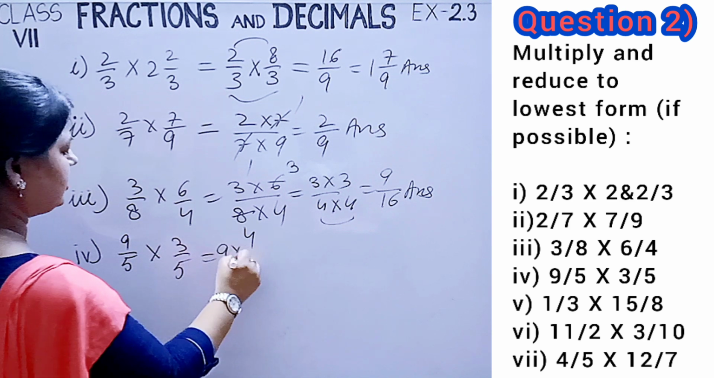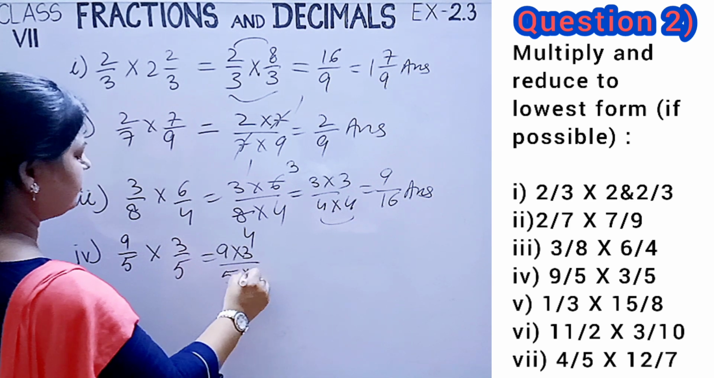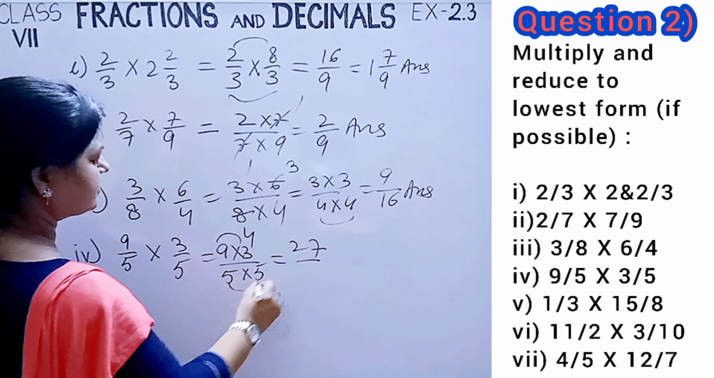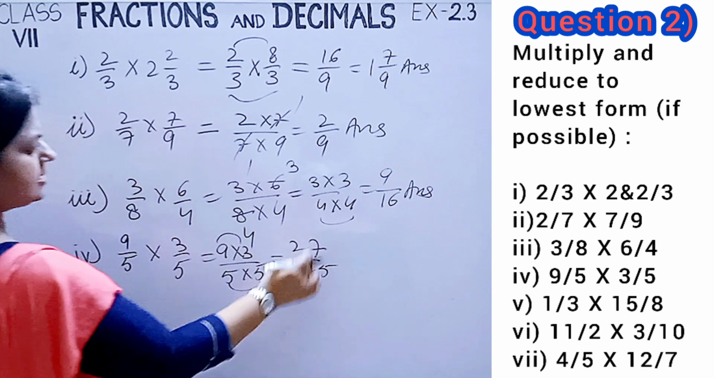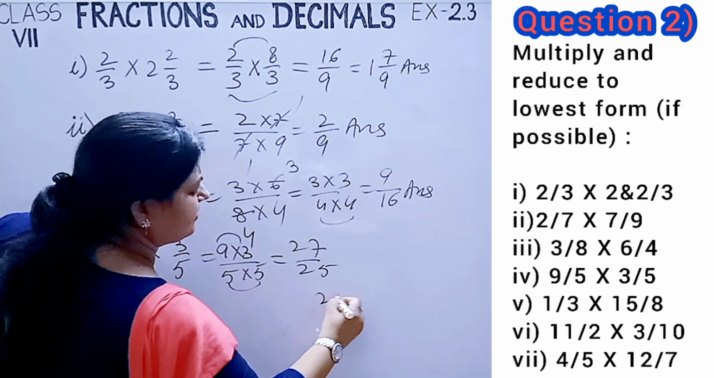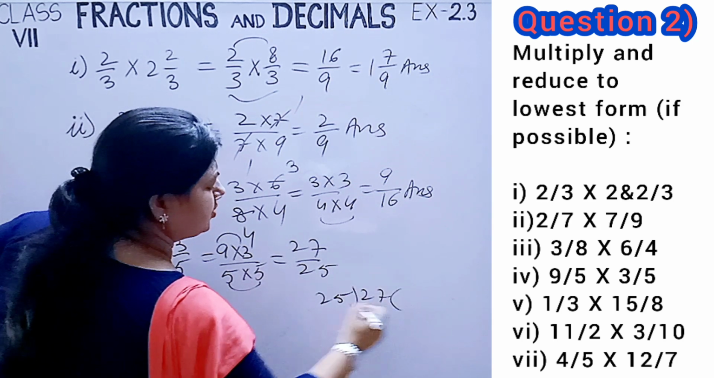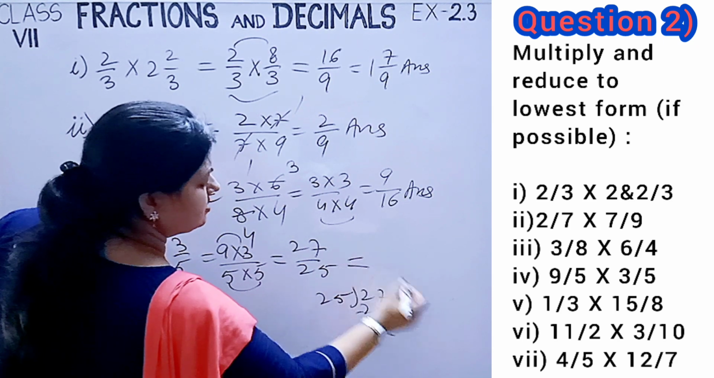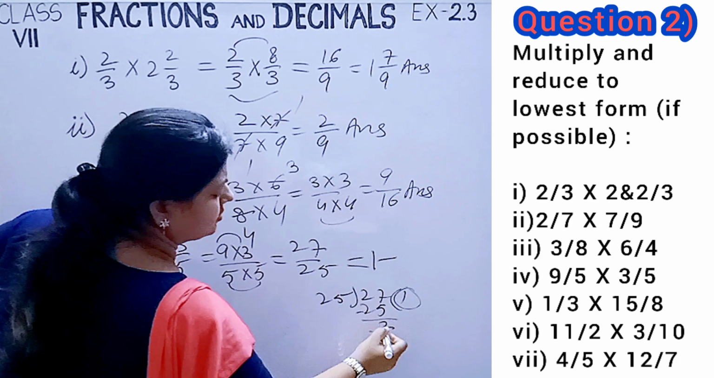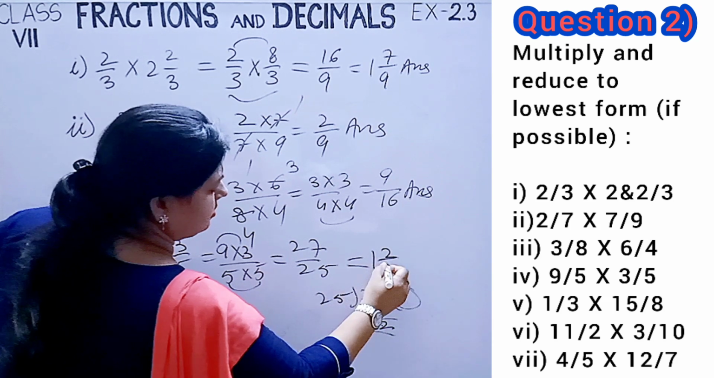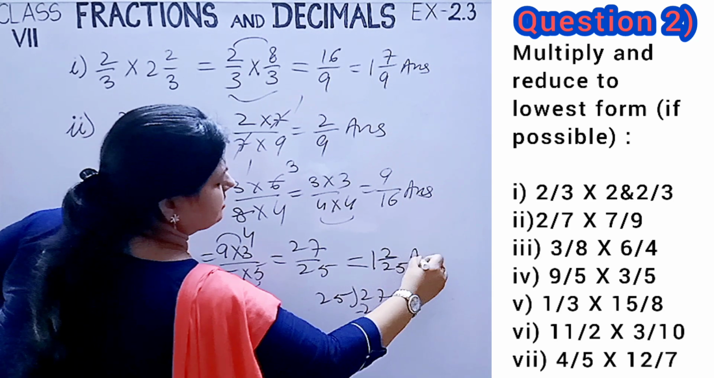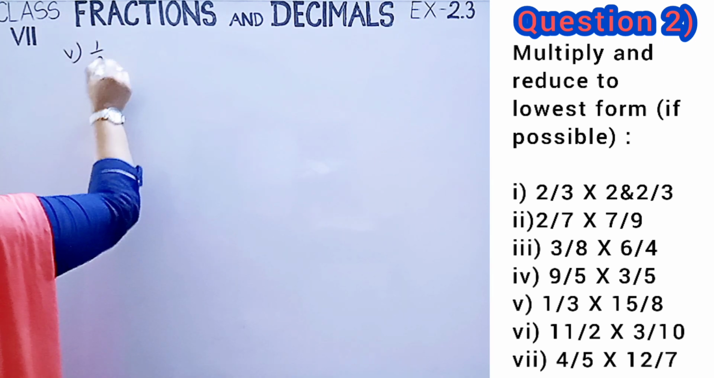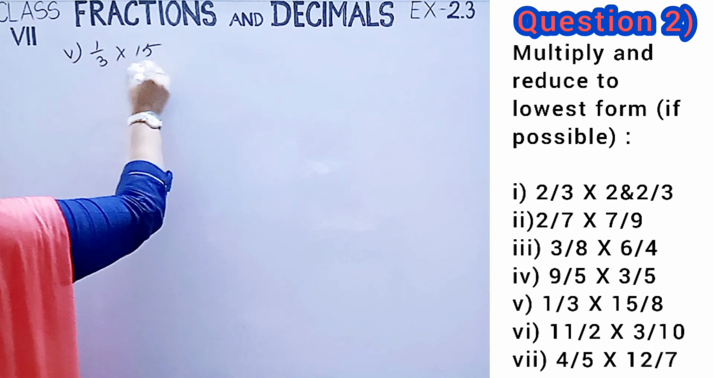So 9 into 3 upon 5 into 5. 9 3s are 27 and 5 5s are 25. This is an improper fraction. So 25, 27, 25 1s are 25. Now we have 2. So answer is 1 and 2 upon 25. Answer. Fifth part, 1 by 3 into 15 upon 8.